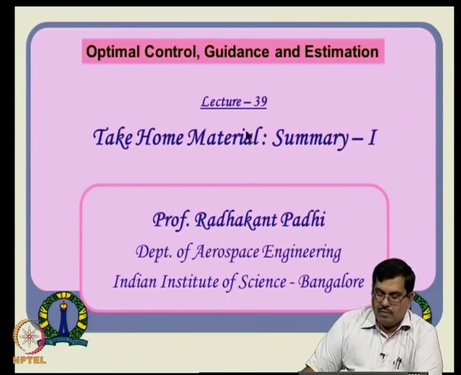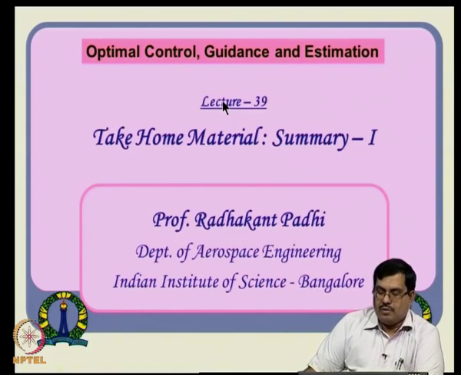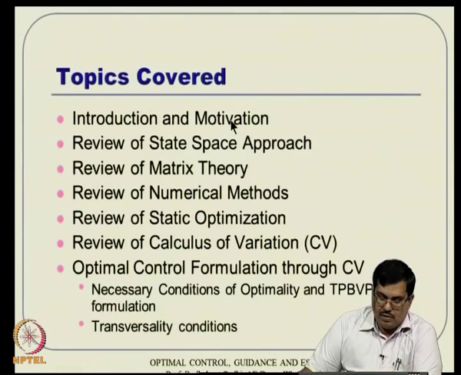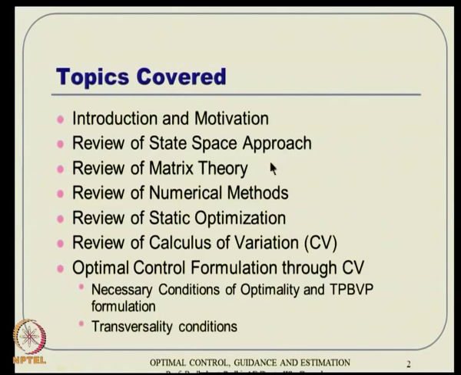And even if you do not remember all the details, I think at least this much you should remember at the end of the course. So, let us get started quickly. If you remember the topics that we covered in this course, we started with a small introduction and motivation, then quickly went through a review of the state space approach, followed by a review of matrix theory as well. Then we also had a review of numerical methods, followed by static optimization. Then we went on to calculus of variations, and then started optimal control.